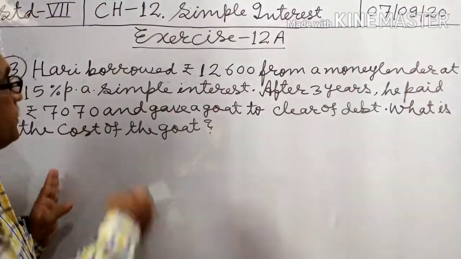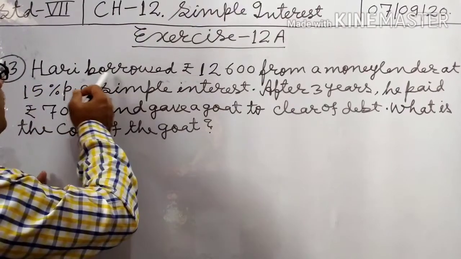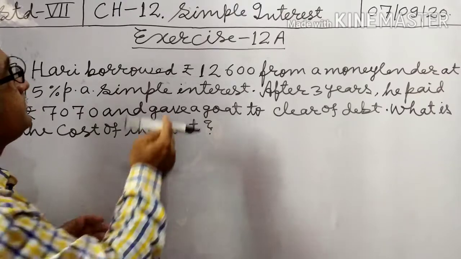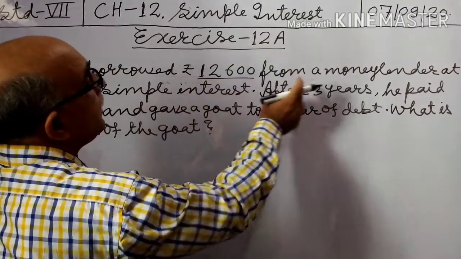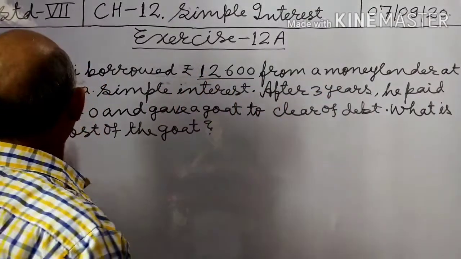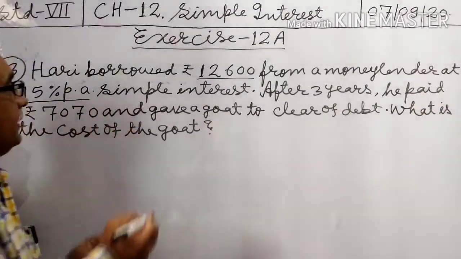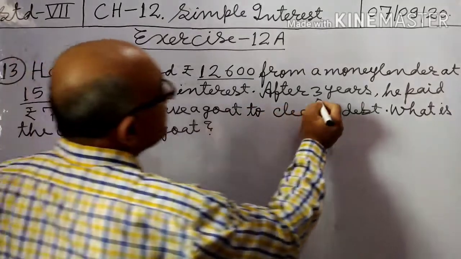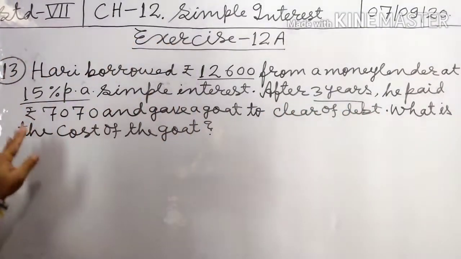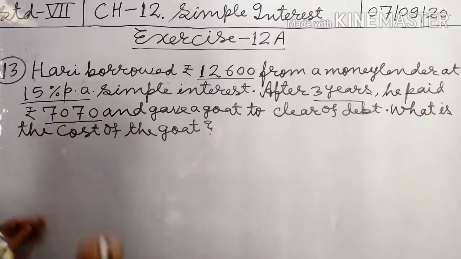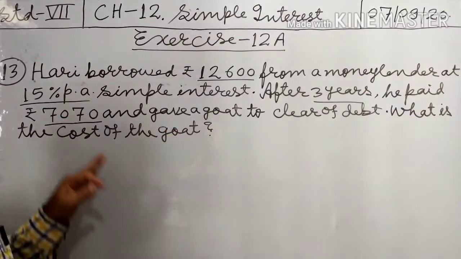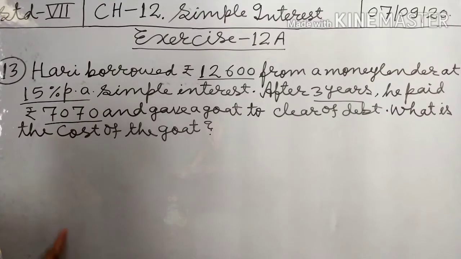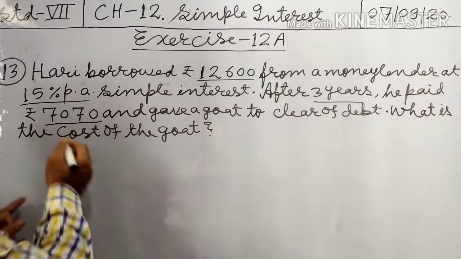Students, next question is question number 13. It is a very important question. Hari borrowed rupees 12,600 from a money lender at 15% per annum simple interest. After 3 years, he paid rupees 7,070 and gave a gold item to clear the debt. What is the cost of the gold?